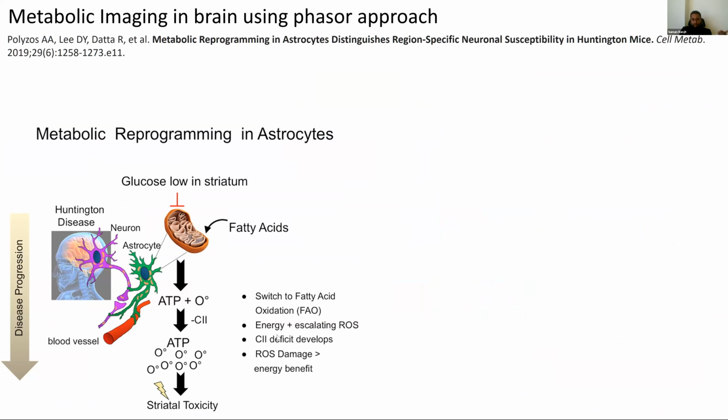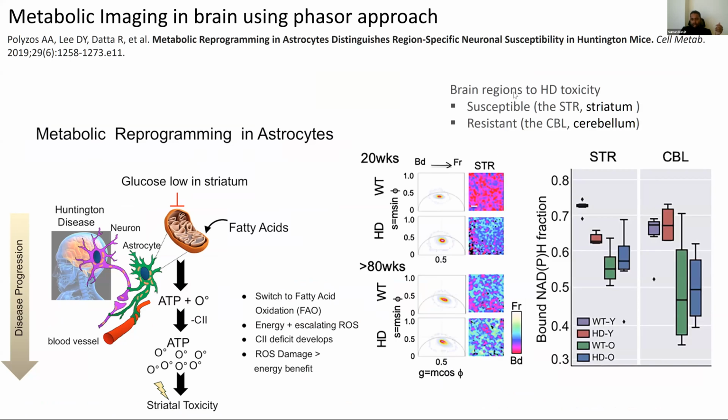So the idea is it would switch to fatty acid oxidation, and it's collecting loss, which would create energy benefit loss, but it would be loss managed. Okay. So if you look at different areas of brain toxicity, in areas which are susceptible, the striatum, or the resistant, which is the cerebellum, we expect different behavior.